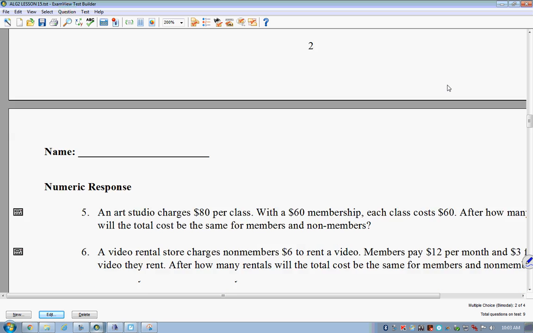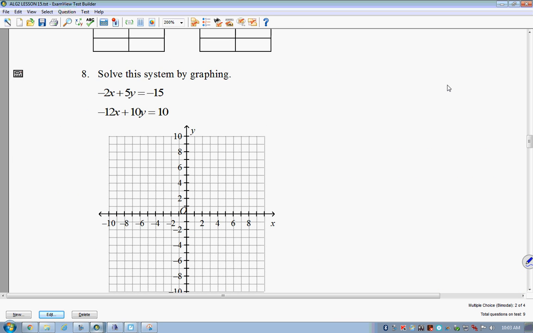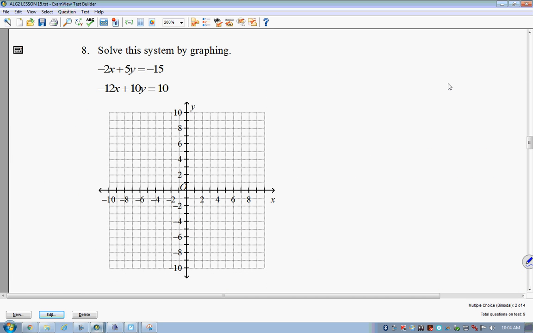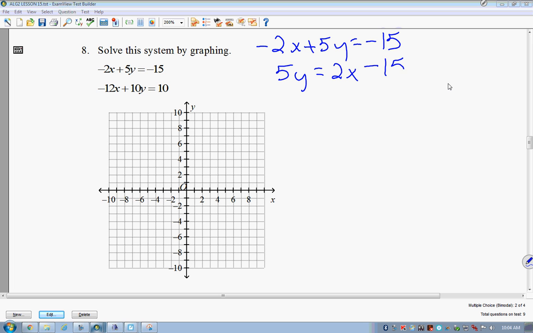If they give me another one, let's do number 8. All right, let's convert this over to slope-intercept form. I've got negative 2x plus 5y equals negative 15. I want to convert that to slope-intercept form. What's my first thing? Add 2x. So I got 5y equals 2x minus 15. Divide by 5.